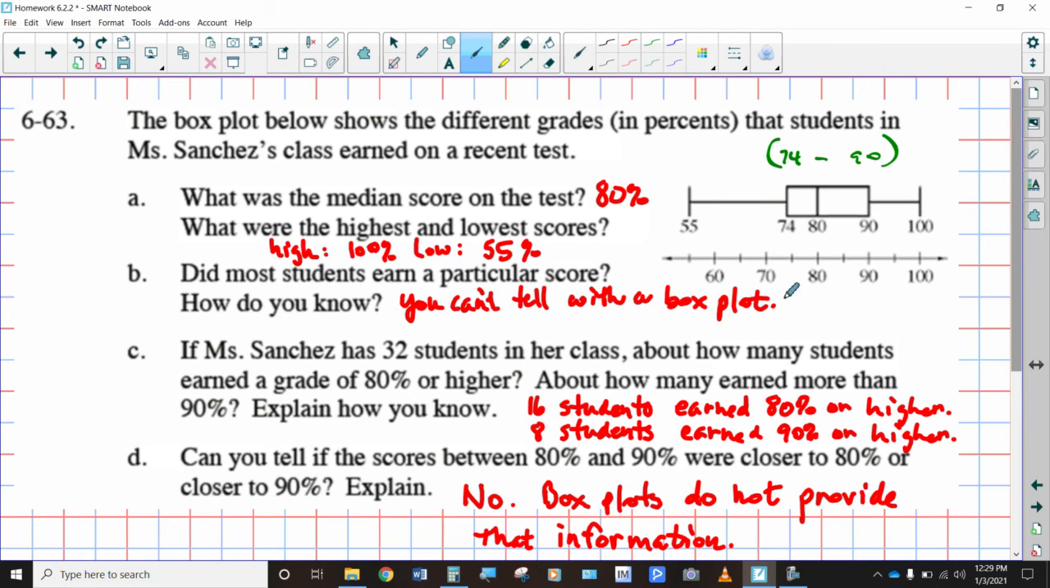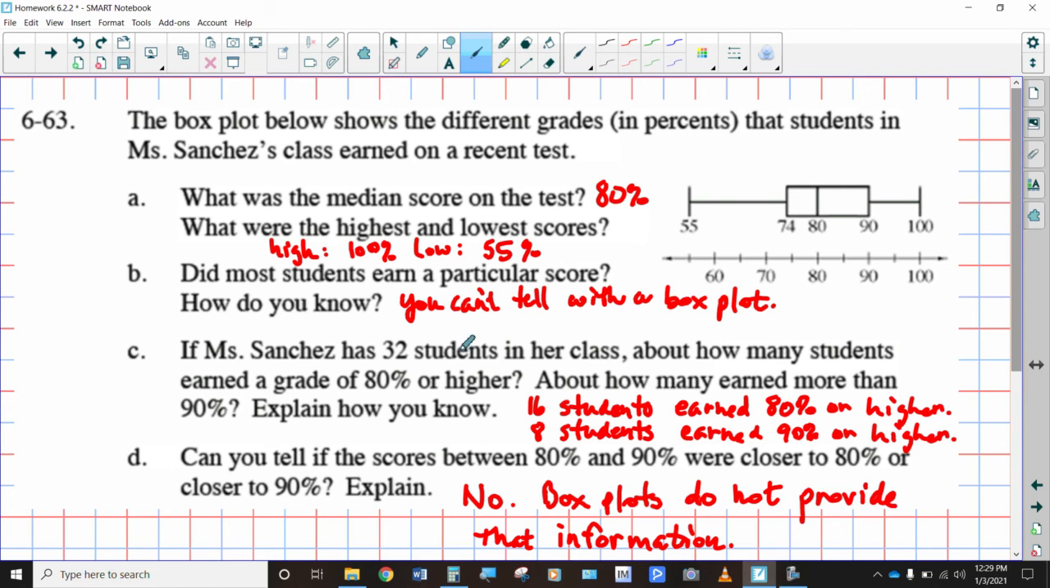Okay, so if you think of it as a broader range for your average, that's what that inner quartile range is all about. All right, so now that I've thoroughly looked at this box plot and have interpreted what those numbers mean, now let's answer the questions. What was the median score? Well, there's the median right there. What were the highest and lowest? There's your minimum, there's your maximum. Most of the students earned a particular score. We can't know that because we never see the individual scores on the box plot. We only see these 5 data points.